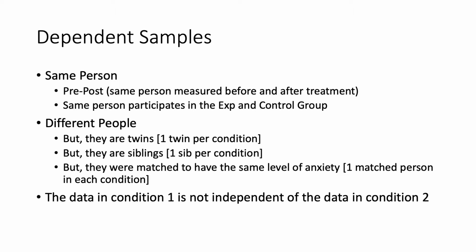that one person. Now, there are cases where you have different people in both of your conditions and you still have a within subject design. You have different people, but they are twins. One twin per condition. You have different people, but they are siblings. One sibling per condition. You have different people, but they are spouses. One spouse per condition, right? You have different people, but they were matched to have the same level of anxiety. That's the same thing. One matched person in each condition. The data in condition 1 is linked to the data in condition 2 through something about the participant. So then you use a dependent samples design.